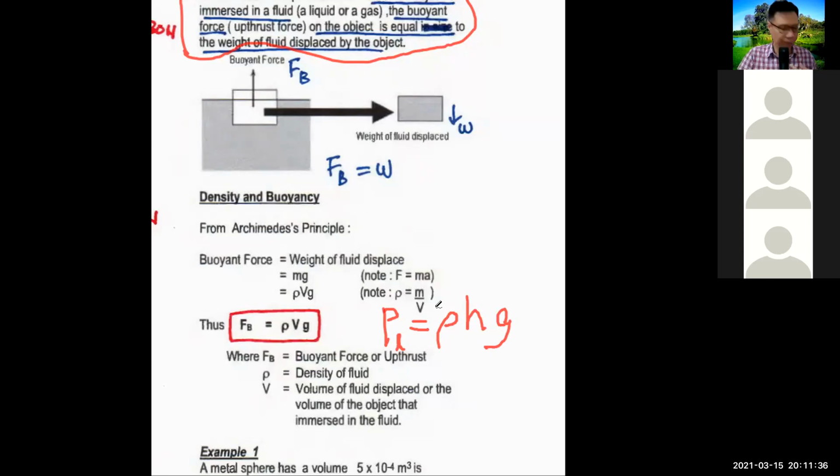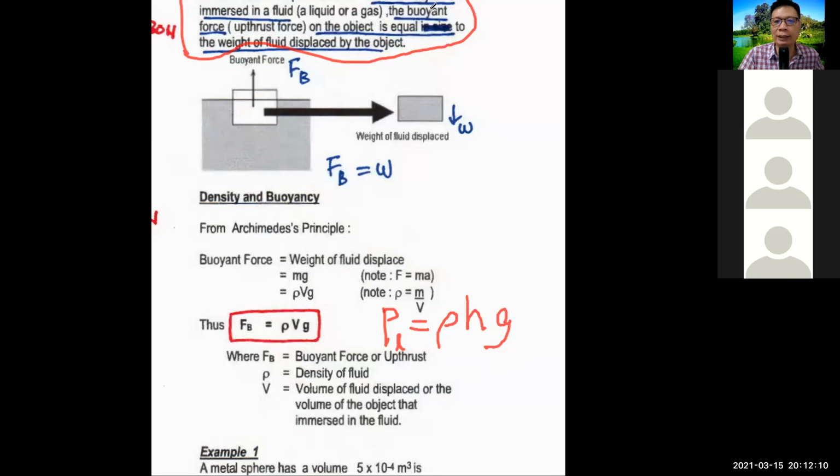Caroline, okay, understand? Okay, sir, understand. Dylan not here, no? Chu Hongxuan, do you understand the formula? Understand. Okay, to find buoyant force is rho Vg.